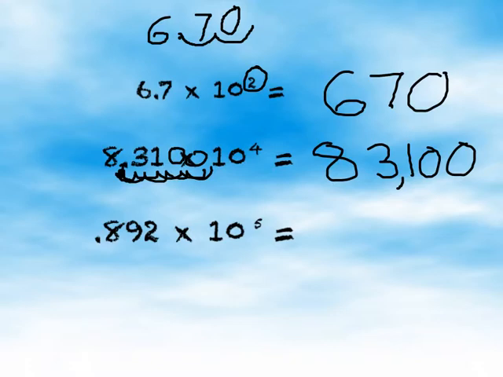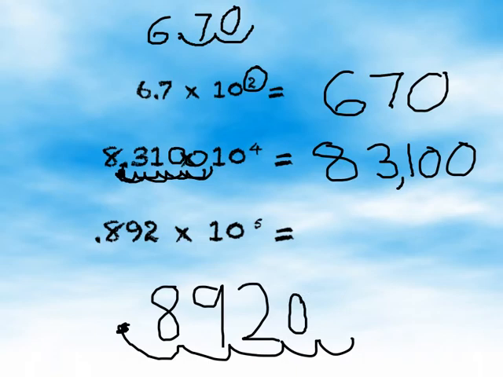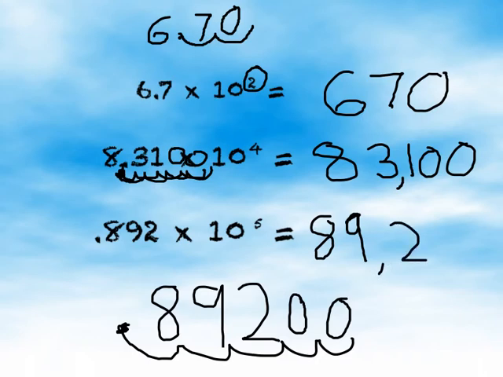Let's do one more. 892 thousandths times 10 to the fifth power equals, I'm going to write it down here so that I have enough room. 892 thousandths times 10 to the fifth power. So I know I need to move my decimal place over 5 times since I'm going to have to move my place value up 5 times. 1, 2, 3, 4, 5. Add the zeros where there's not a number. And I know that 892 thousandths times 10 to the fifth equals 89,200.